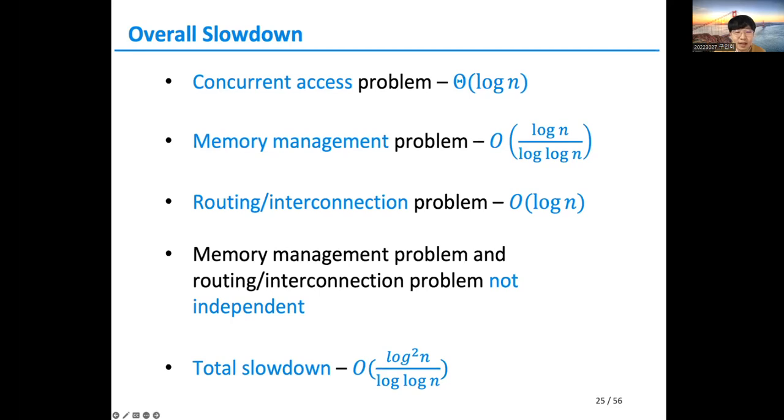The proof of this is complicated, so I won't explain this in this class, but simulating an EREW PRAM on a bounded degree network has a slowdown of big O of log n squared divided by log log n. In total, the slowdown is a big theta of log n when simulating a CRCW PRAM on an EREW PRAM, and the slowdown is big O of log n squared divided by log log n when simulating an EREW PRAM on a bounded degree network. Therefore, total slowdown on a simulation of a CRCW PRAM onto a bounded degree network will be big O of log n squared divided by log log n.